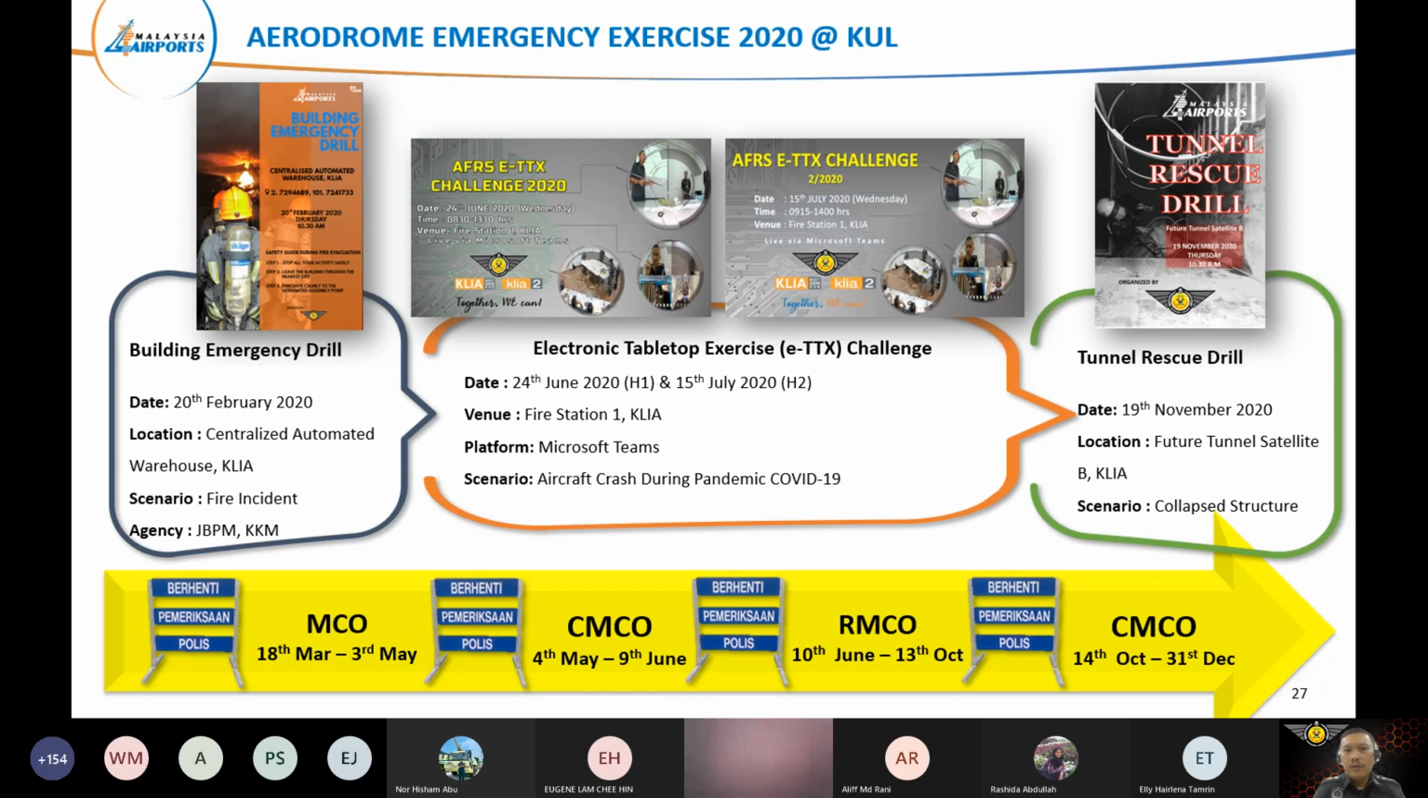If you can see, we still managed to conduct two tabletop exercises: between January and June, the first tabletop exercise, and July to December, one tabletop exercise. So it's still complying with the ICAO requirement, despite having that kind of tabletop challenge.